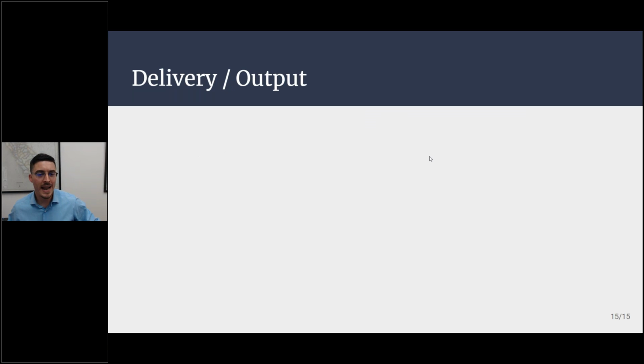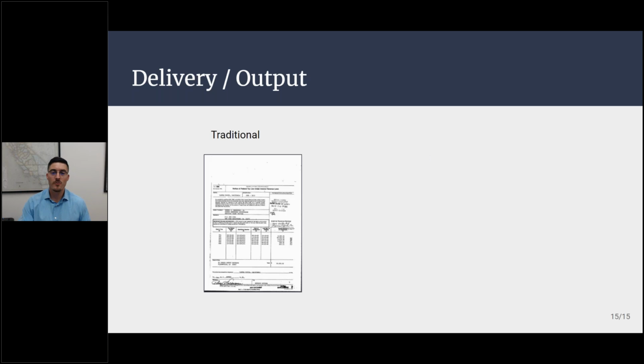All right, delivery and output. What that means is we scan your cards, we process them, we index them, and then how do we get them to you? From our perspective, there are really 2 main methods. One of which we call the traditional output method.